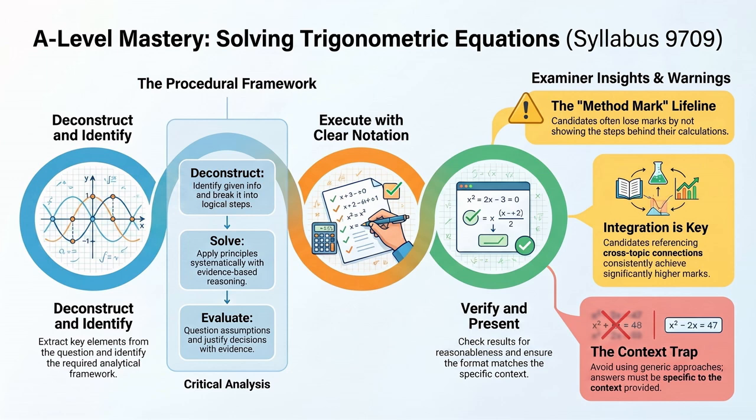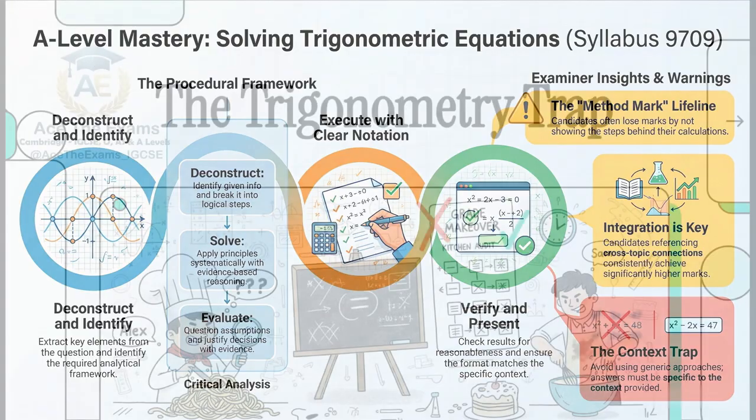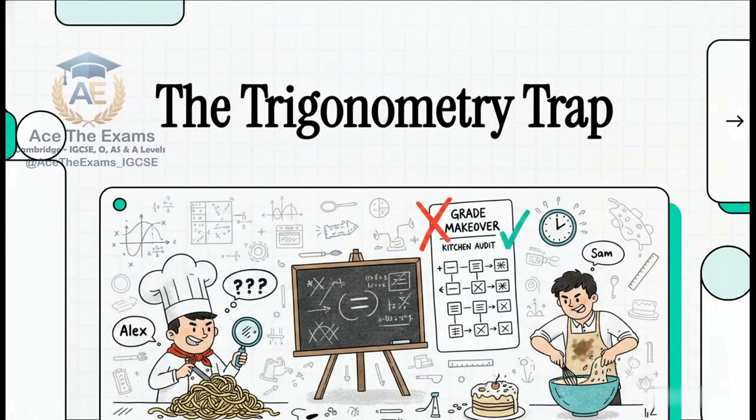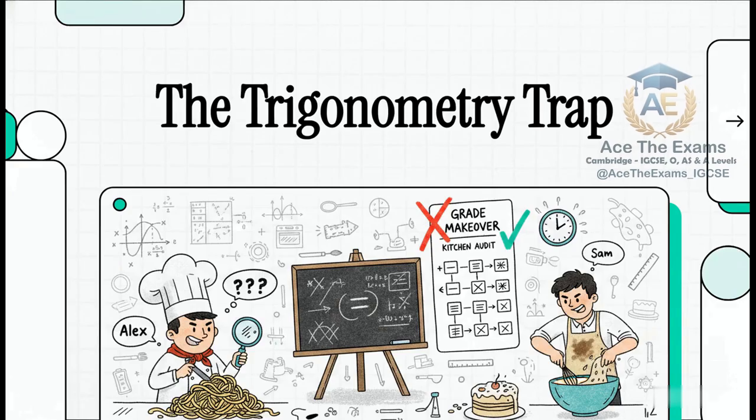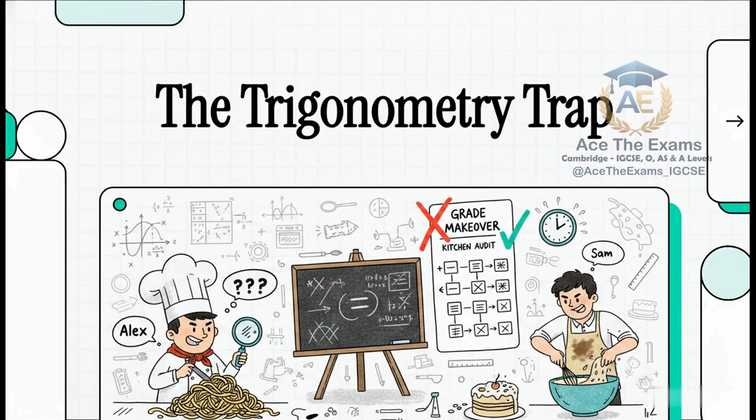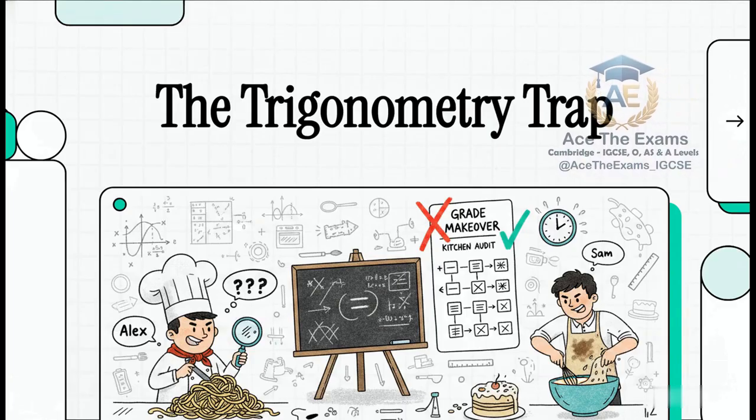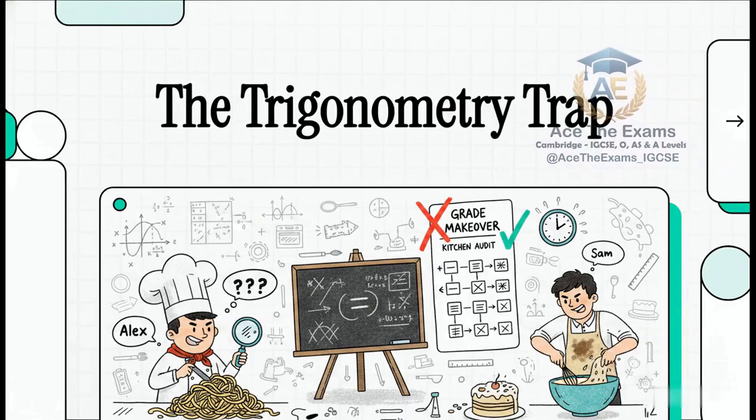I am absolutely thrilled to be your master critic today as we dive into what I like to call a grade makeover kitchen audit. We are tackling one of the most notoriously misunderstood areas in the entire Cambridge Mathematics 9709 syllabus, which is 1.5 trigonometry. Specifically, we're looking at solving trigonometric equations.